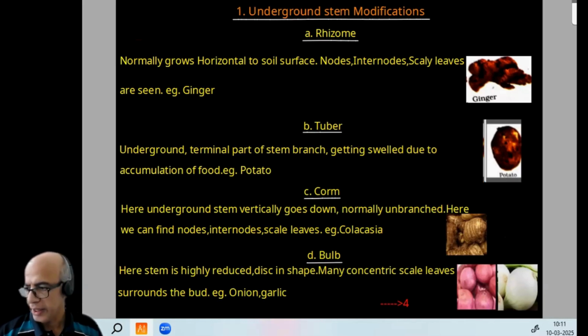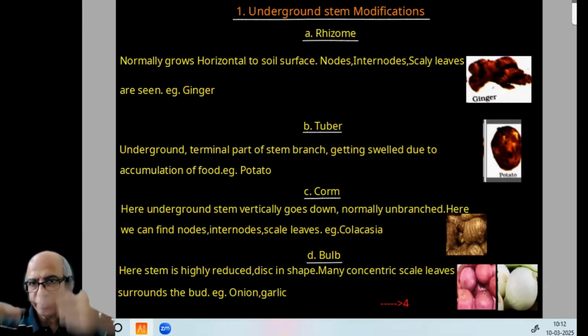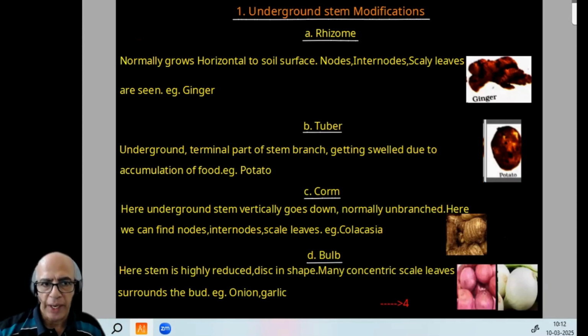Second is tuber. Tuber is also underground, but the terminal part of the stem branch gets swollen. It is due to accumulation of food, as in the case of potato, Solanum tuberosum, Solanaceae. Now comes corm. It is also an underground stem modification where it goes vertically down, while rhizome is horizontal. And normally it will be unbranched. Here also we can find nodes, roots, scale leaves, etc.